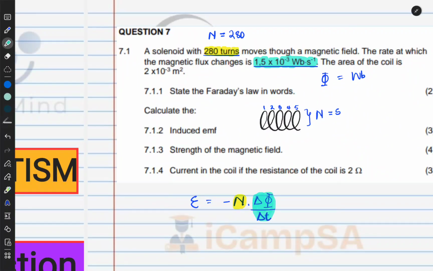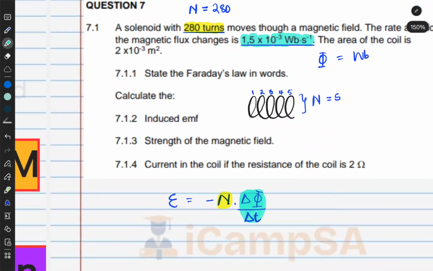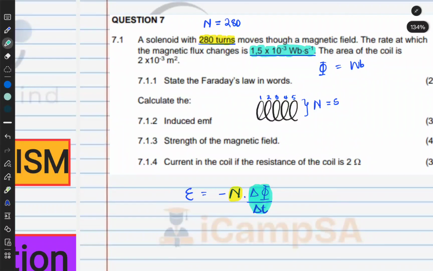Remember, sometimes we would calculate the change in magnetic flux linkage by first using the formula BA cos theta, and then we would have an initial and a final one, right? So in this case, we're just given the whole value for that change in magnetic flux over time, which is delta phi over delta t, right? So that's what it is. Now we have those two pieces of information, right? We know the rate of change in magnetic flux.